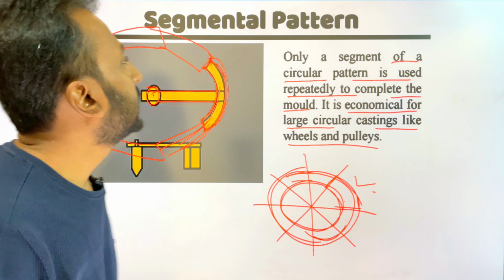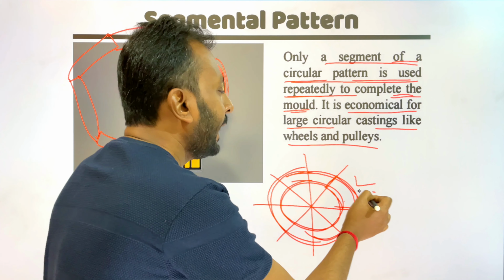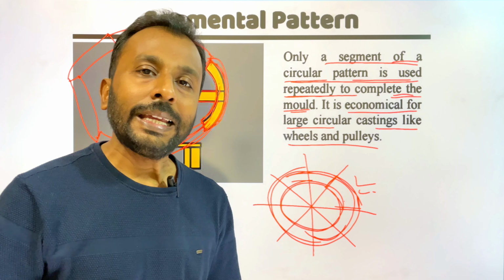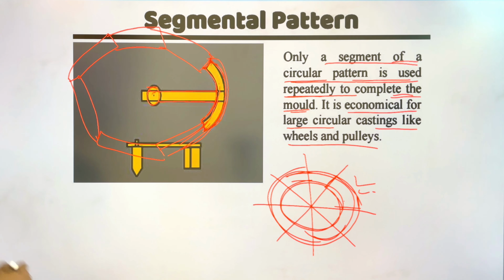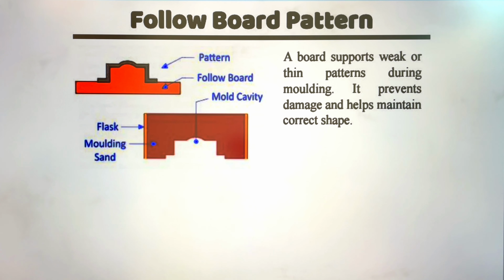Only a segment of a circular pattern is used repeatedly to complete the mold. So this is the segmental pattern. The segment of a product is used to create the mold cavity. That's why it is called segmental pattern. The next one is the follow board pattern.